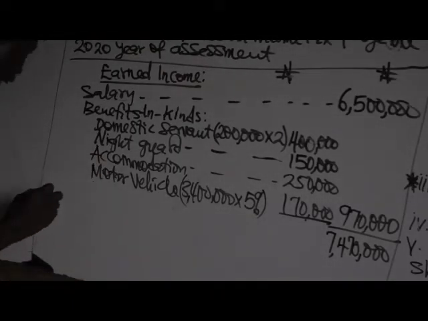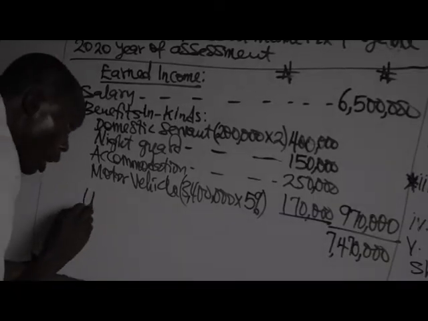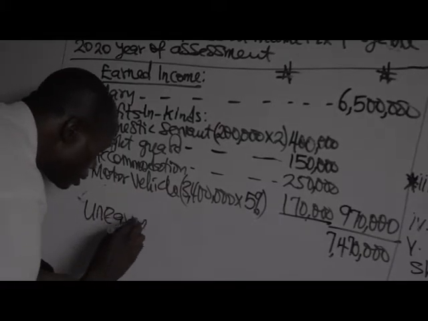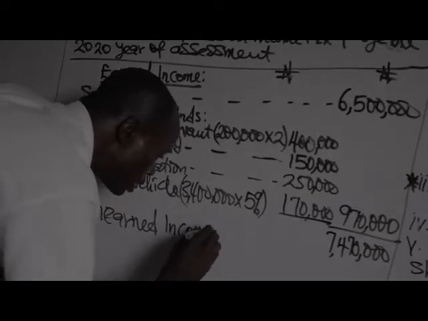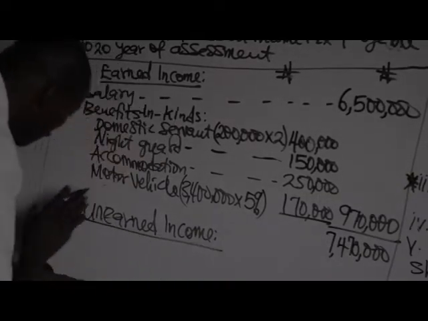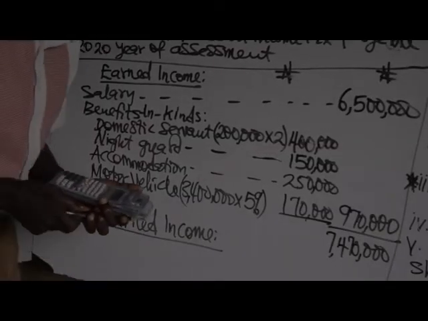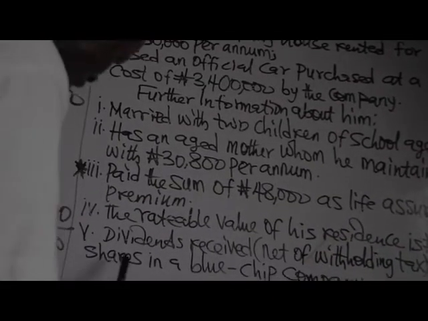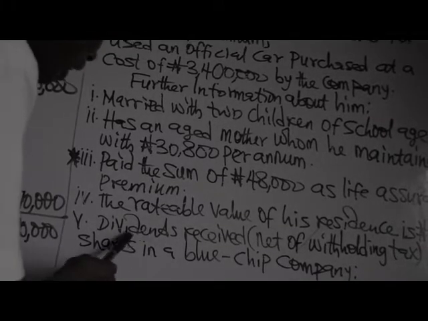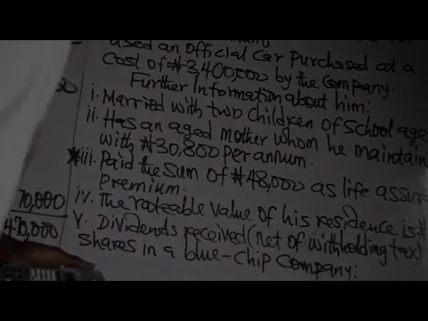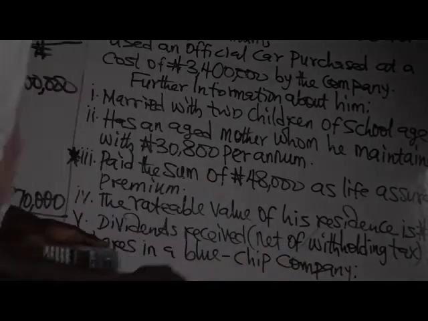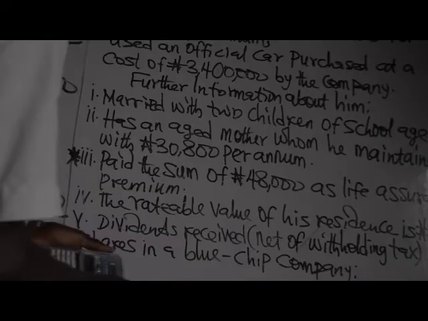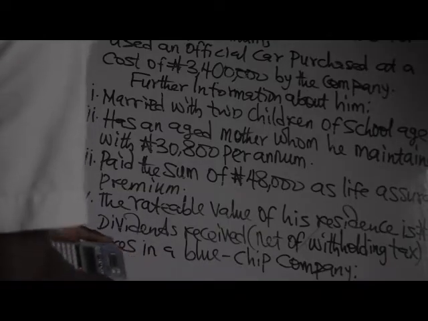After earned income, we have unearned income. I've given you some examples of unearned income, to include the dividend, rental income, interest received, royalties, etc. You were given the dividend receipt net of withholding tax. That means withholding tax has been deducted at the source. Withholding tax is the tax deductible at the source.